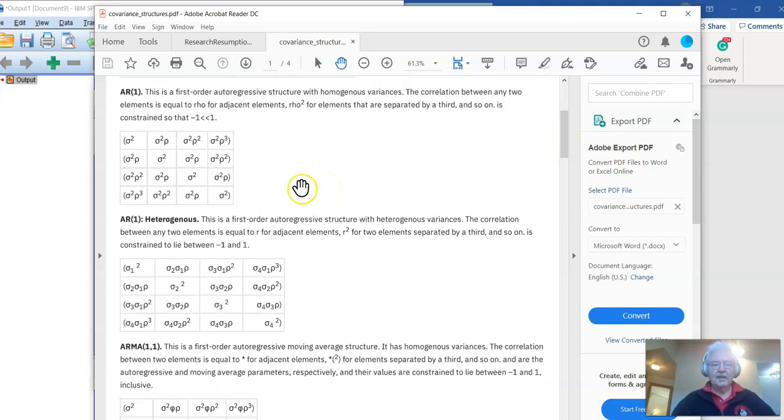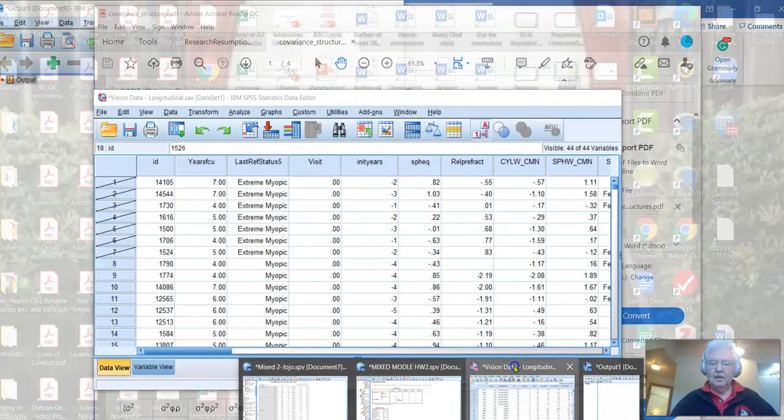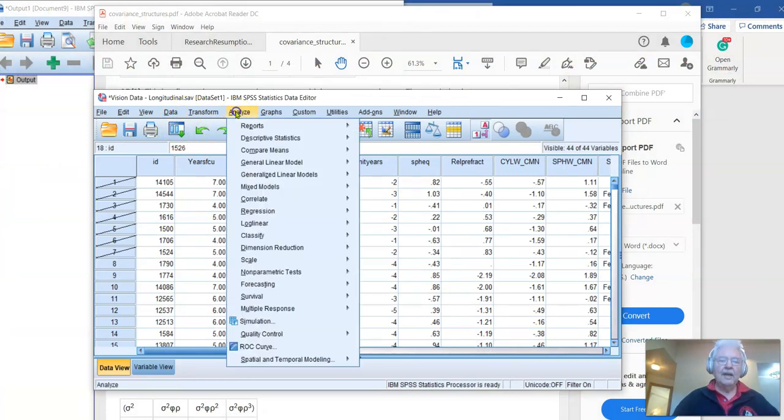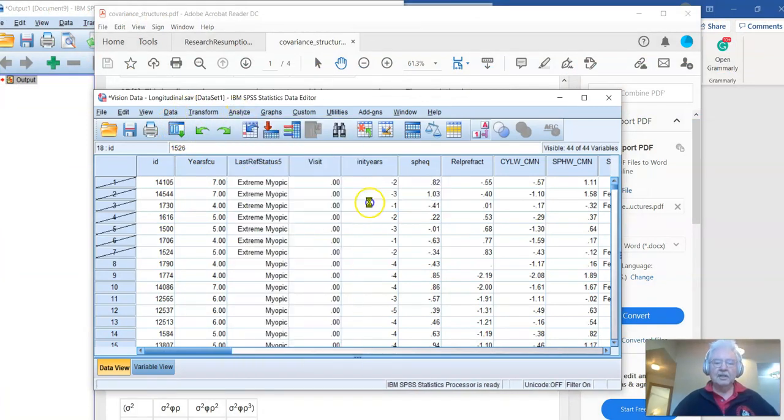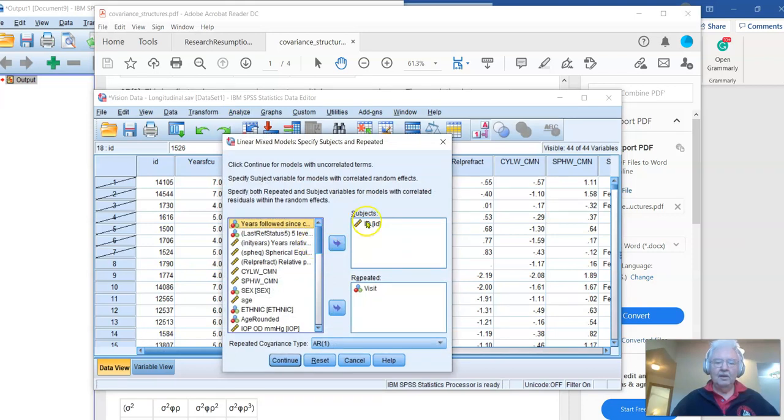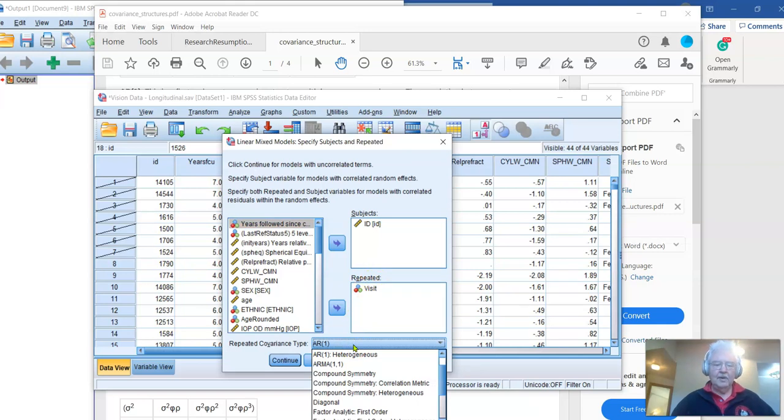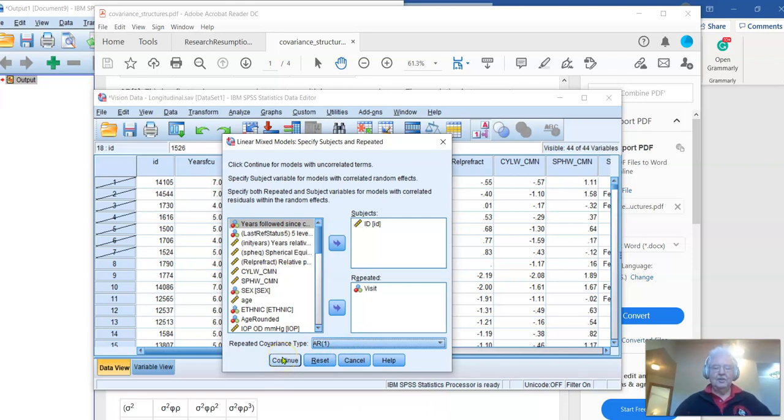And so, as a reminder, where do we pick this up? Let's come in here. We're going to go to Vision Data. We're going to go Analyze, Mixed, Linear. We are going to look at the ID, that's the subject ID. For repeated, it's going to be visit. And for our type of covariance, we're going to do AR1, because we're just going to do one, and we're going to look at visits, and that one makes the most sense. Though you can always look at multiple ones and see what happens.